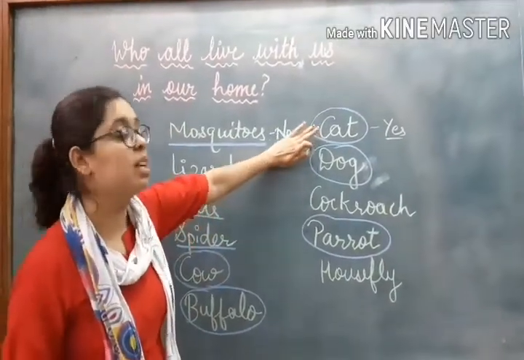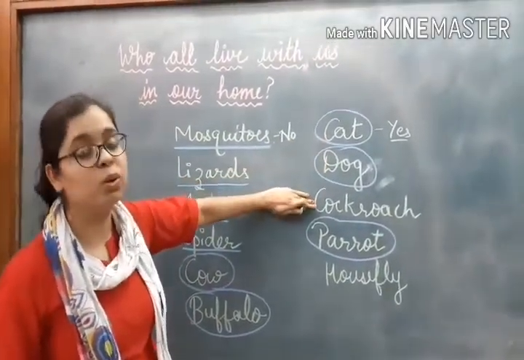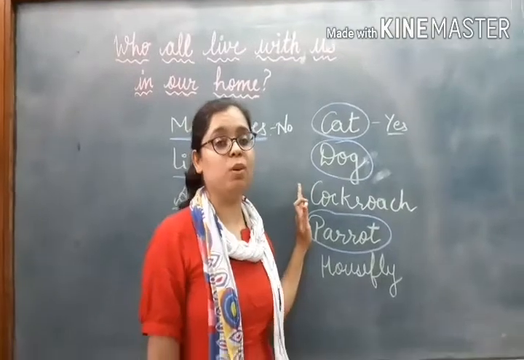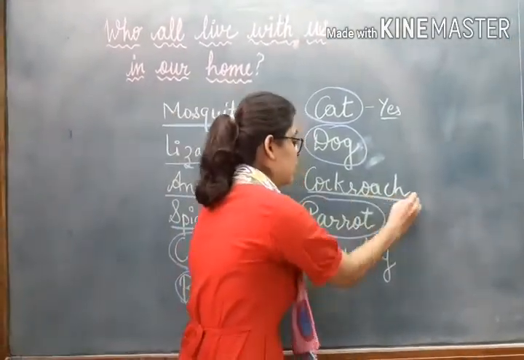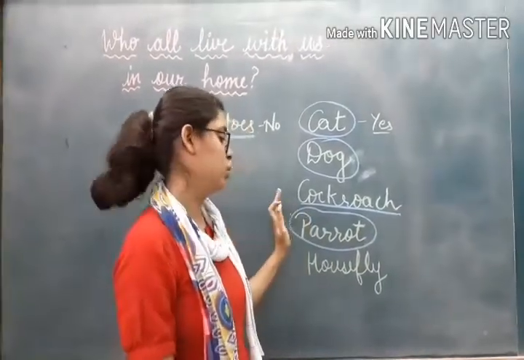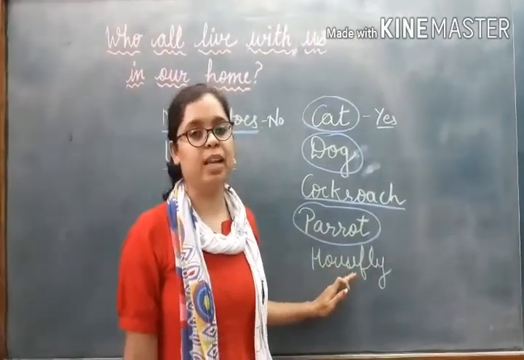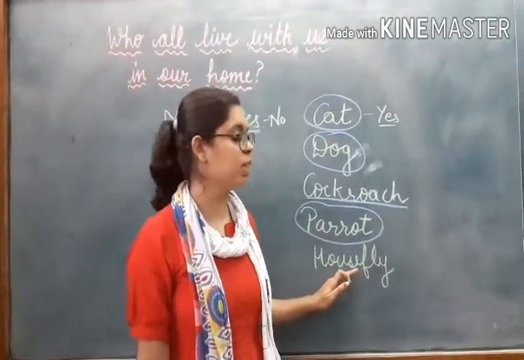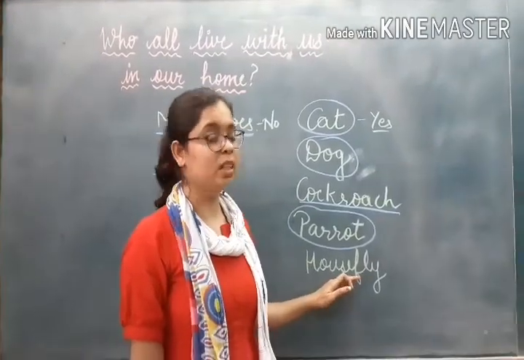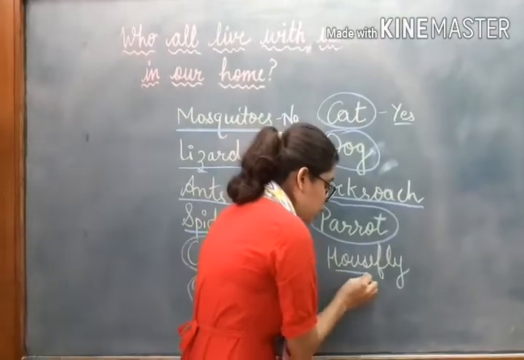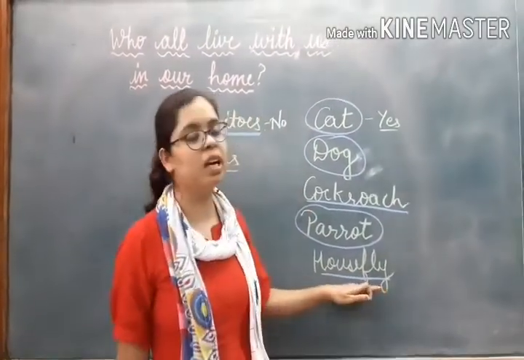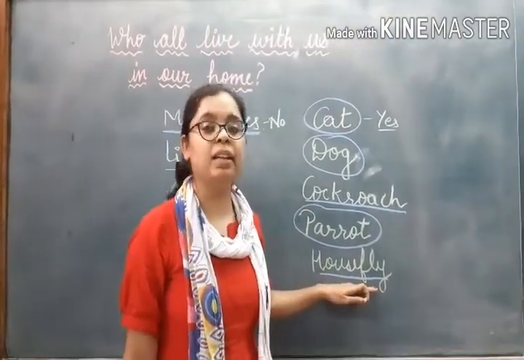Next we have circled cat and dog. Next is cockroach. Do you want a cockroach to live with you? No, we do not want a cockroach to live with us, so we will underline cockroach. Okay, next is housefly. You have seen a housefly, the one that is a fly. Do you want a housefly to live with you in your house? No, we do not want a housefly to stay with us in our house, so we will underline housefly.